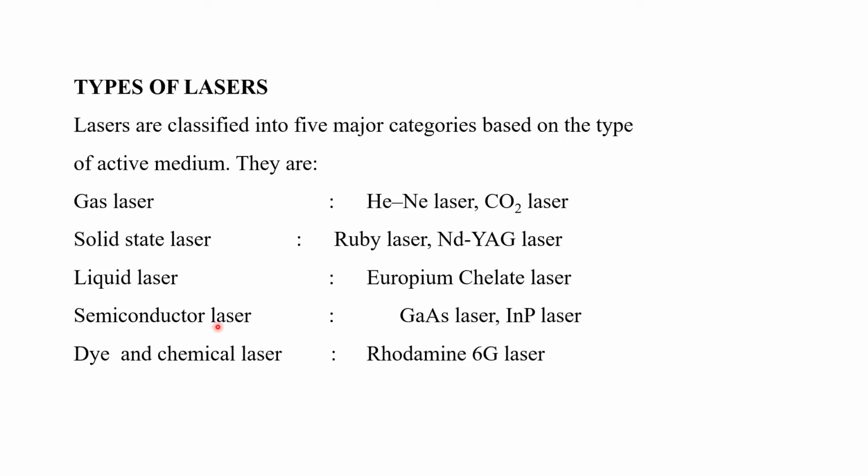Next is a semiconductor diode laser. Some of the examples are gallium arsenide laser, indium phosphate laser. Semiconductor diode is used as an active medium. Then last comes this dye and the chemical laser. Example is rhodamine 6G laser, where a dye material is used as an active medium.